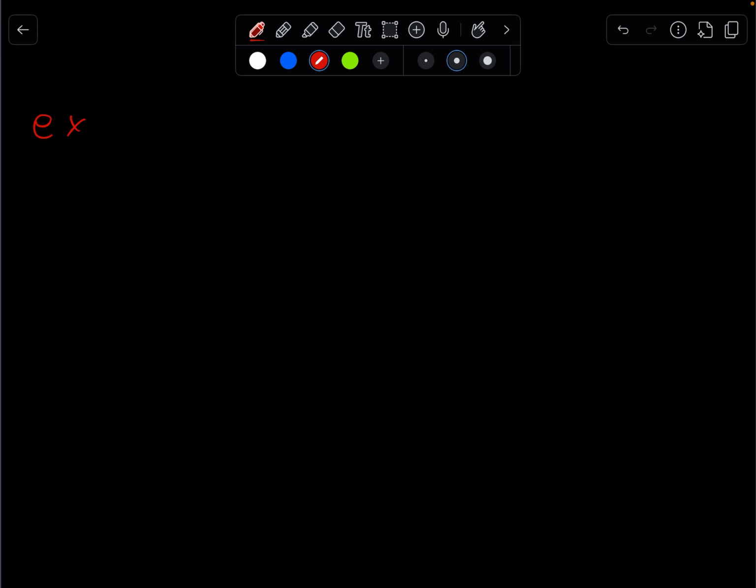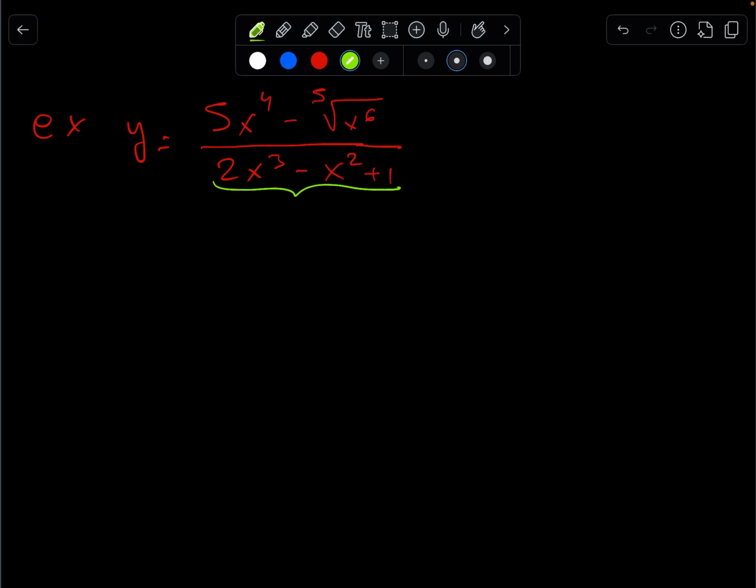Let's say y is equal to 5x to the power of 4 minus the fifth root of x to the power of 6, divided by 2x to the power of 3 minus x squared plus 1. Okay, so now this part here is the denominator, the function g. This part here is the function f.